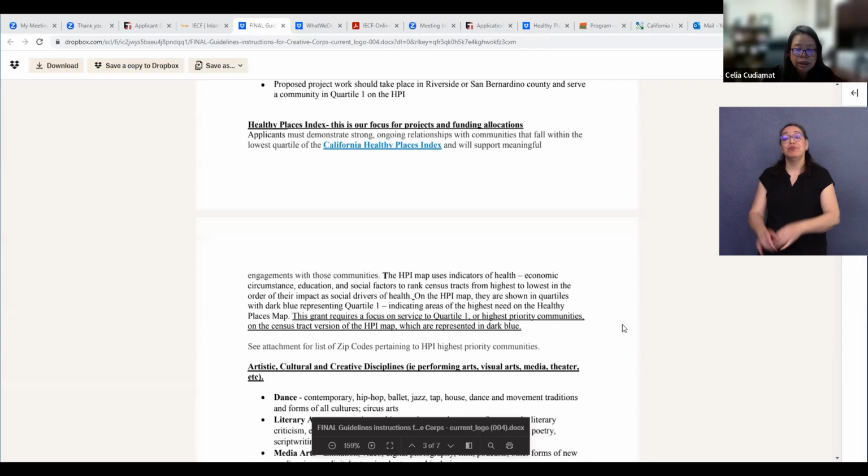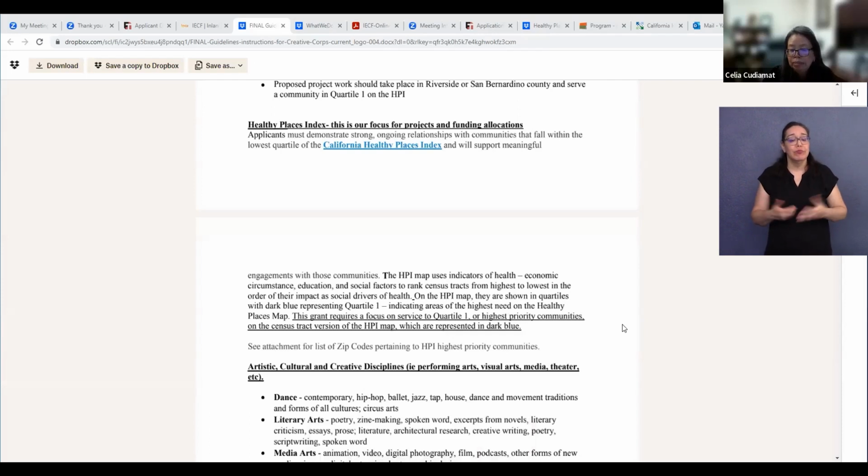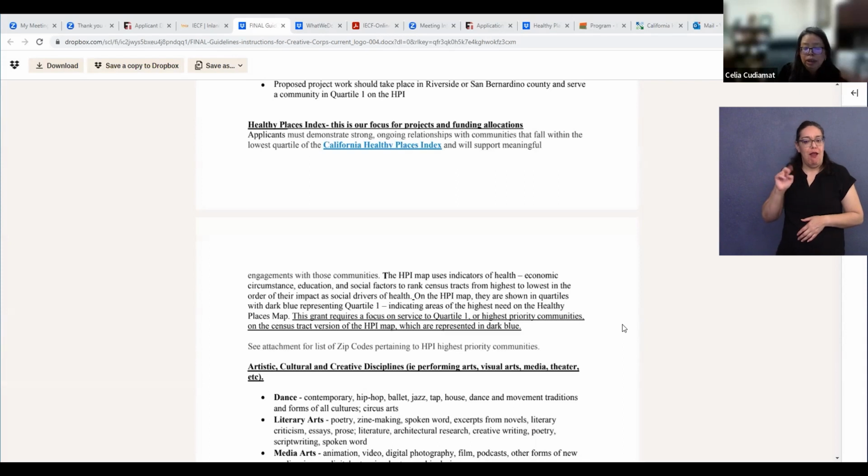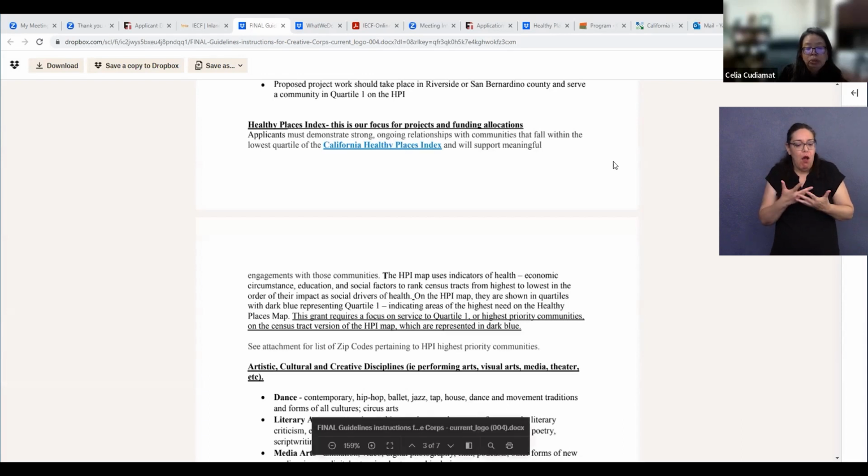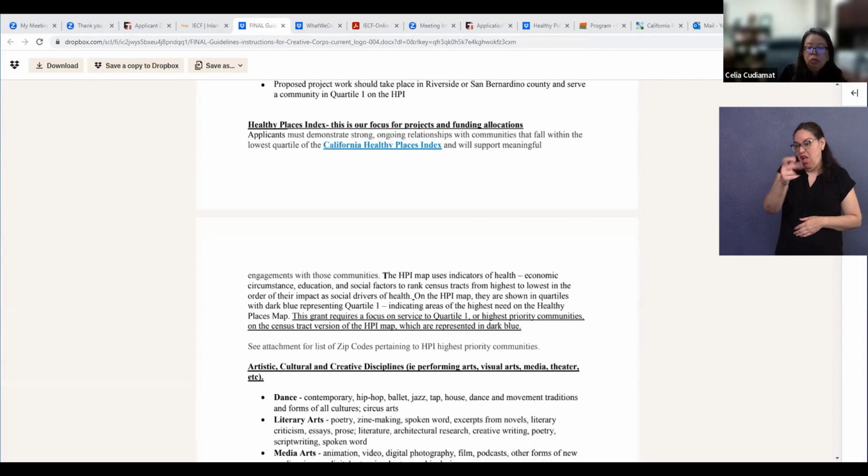All right, so the next component is really just for your information. We are providing you with different categories that are eligible for this grant opportunity. These are just examples of what would be eligible, so it's really up to you in terms of what you'd like to propose.